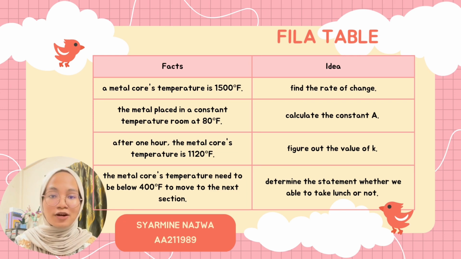So the next column is the ideas. The first one, we have to find the rate of change dT/dt. The next one, we need to calculate the constant A. The third one, we need to figure out the value of constant K. And lastly, we need to determine whether the statement given is true, whether we are able to eat lunch or not.